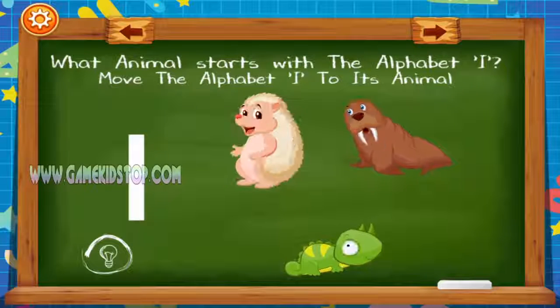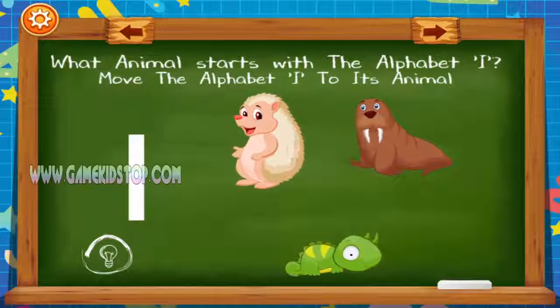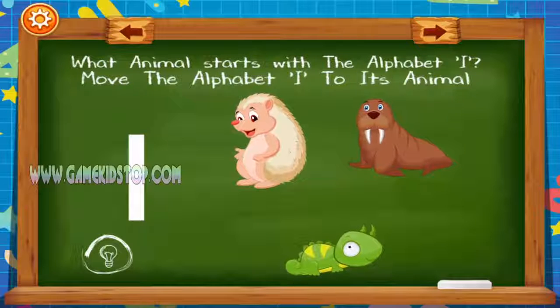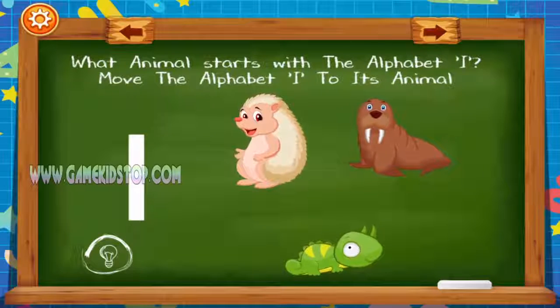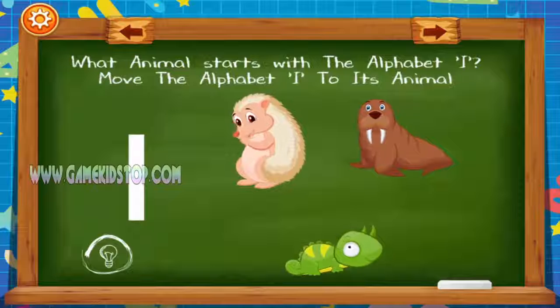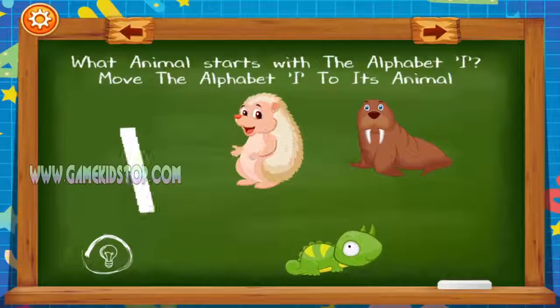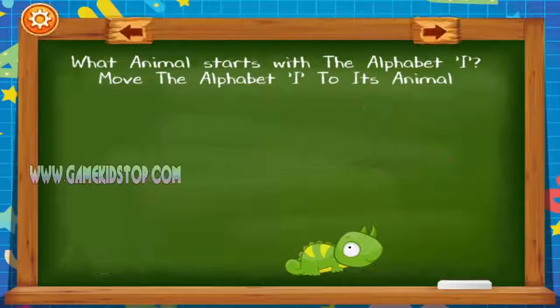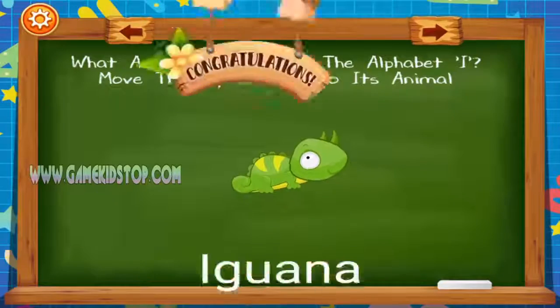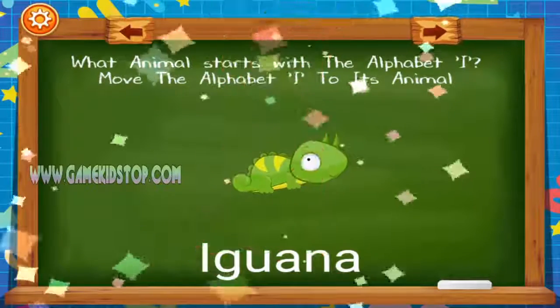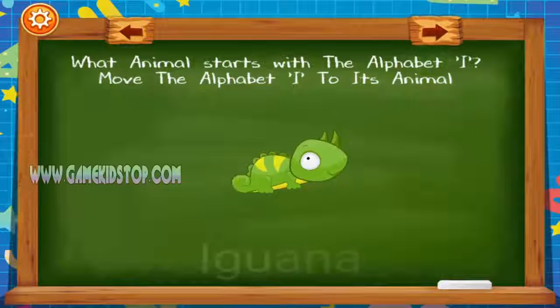What animal starts with the alphabet I? Move the alphabet I to its animal. I. Iguana. Congratulations! Iguana.